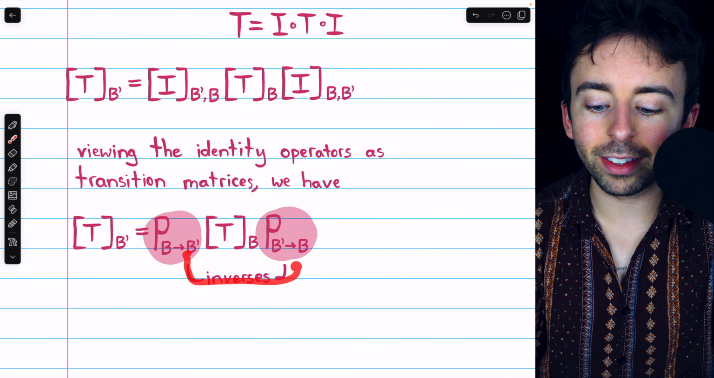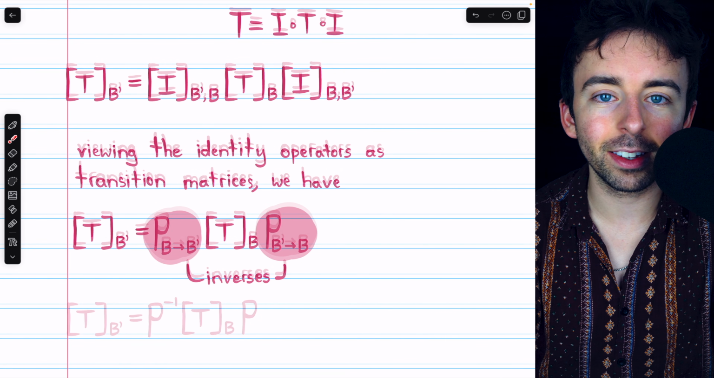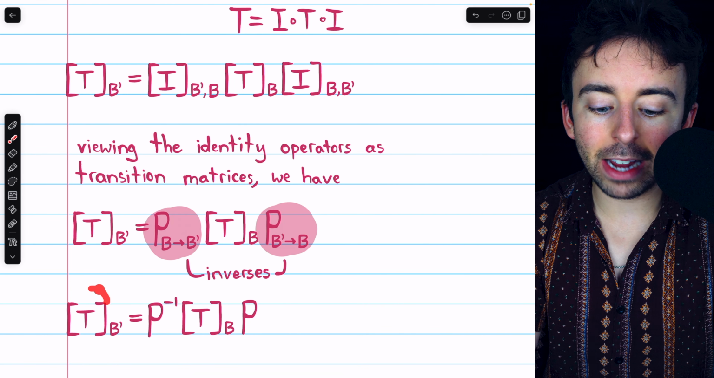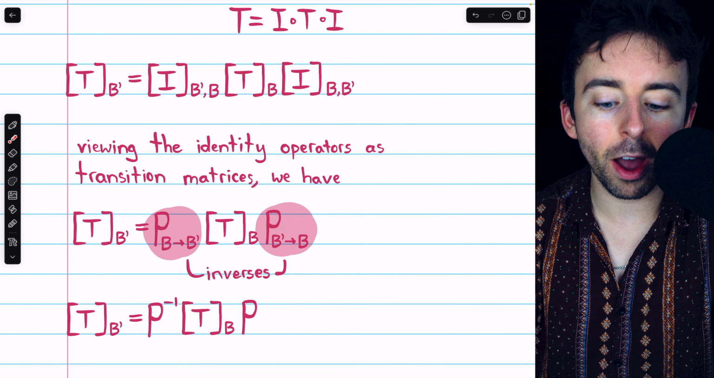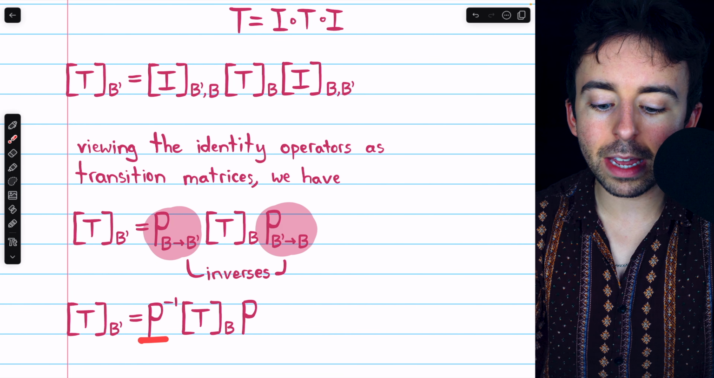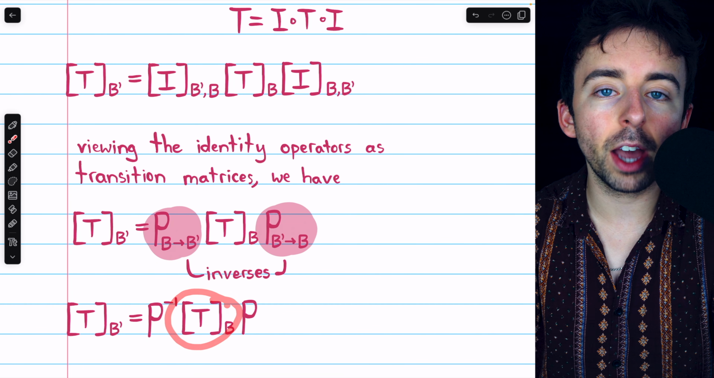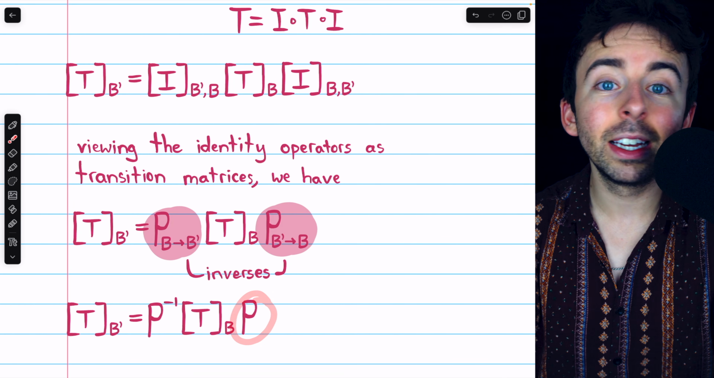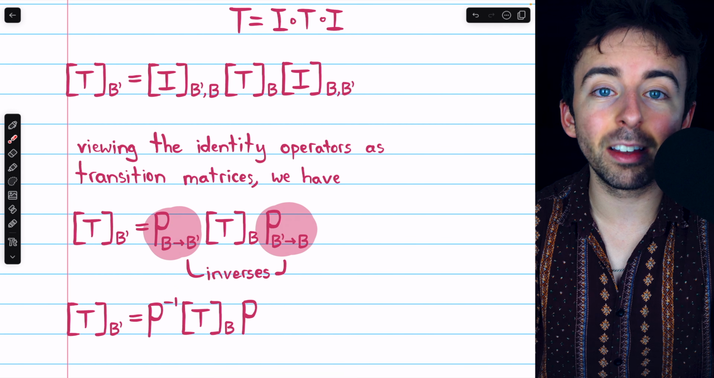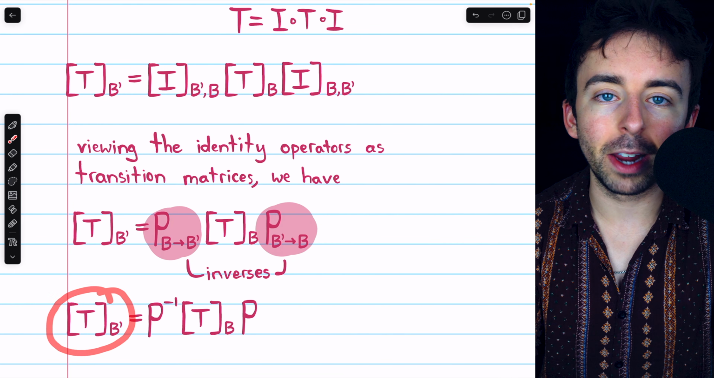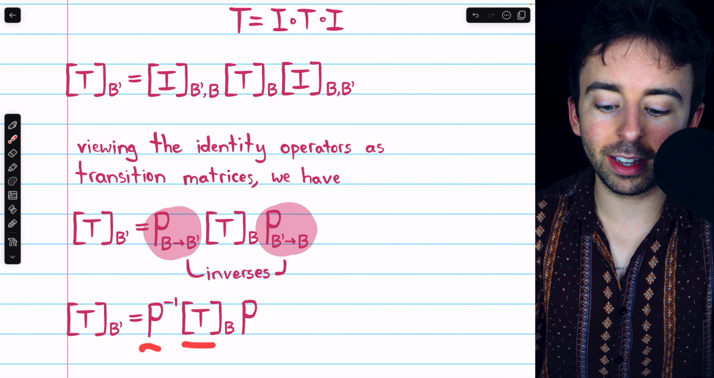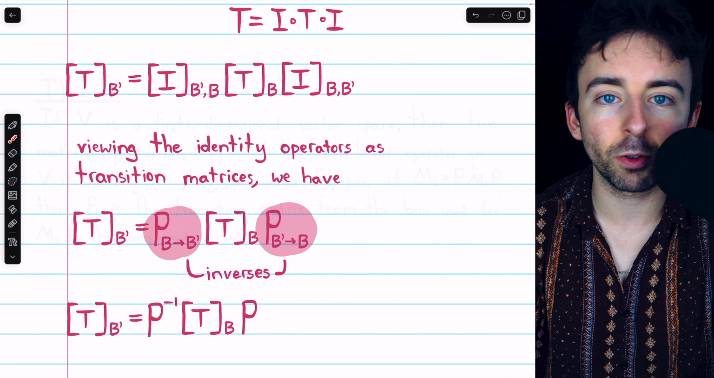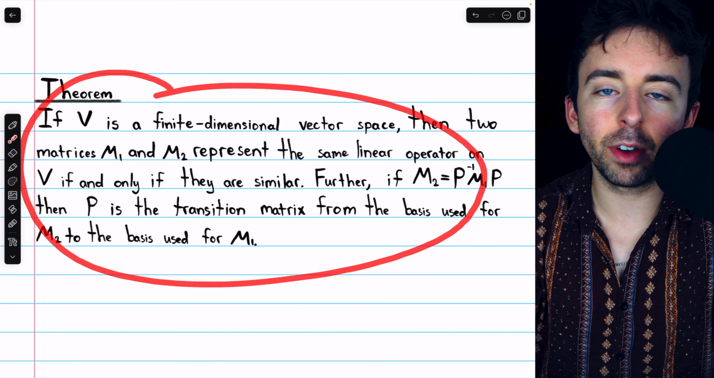But we know these transition matrices are inverses. Hence, if we just call the one on the right P, what we have is the matrix for the operator with respect to B prime is actually equal to P inverse times the matrix for the operator with respect to the other basis, B, times P. In other words, what we have here is similarity. This transformation matrix is equal to P inverse times this times P, so by definition, it's similar to this transformation matrix. And so we've established half of this theorem.